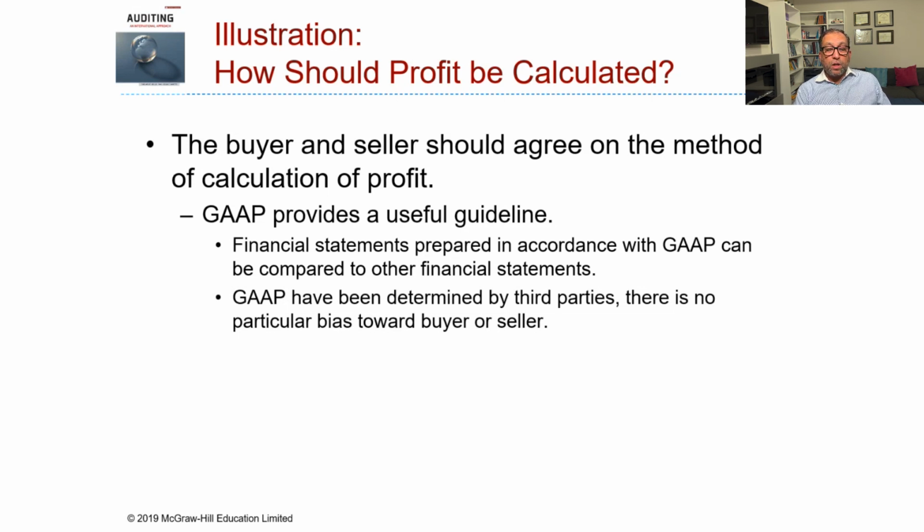We can get it from the generally accepted accounting principles. So it has been determined by the third party. There is no particular bias towards buyer or seller. So why are we hiring this third party? Because there is no bias. The seller is biased to sell it at a higher price, and the buyer is biased towards getting it at a cheaper price. But who is going to assess independently, without their own stake or interest in that transaction? That is the third party, and that's an auditor.